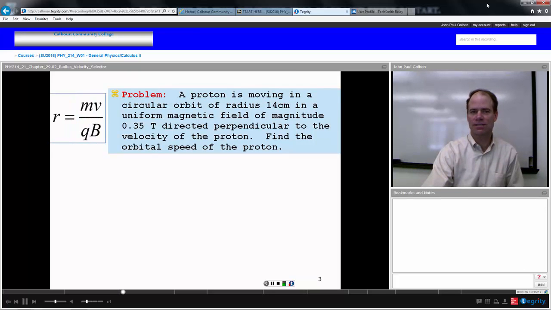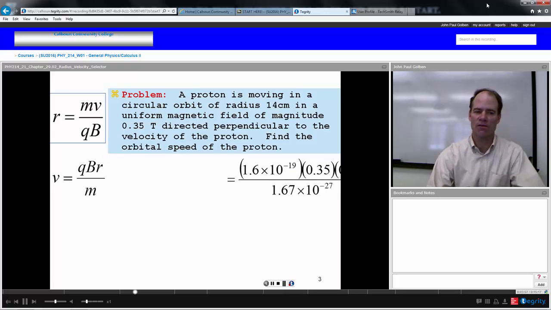Let's try an example. A proton moving in a circular orbit of radius 14 centimeters in a uniform magnetic field of magnitude 0.35 Tesla directed perpendicular to the velocity of the proton. Find the orbital speed of the proton. Well, let's rearrange this equation and find the velocity.